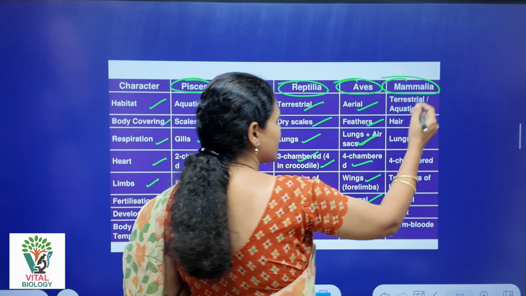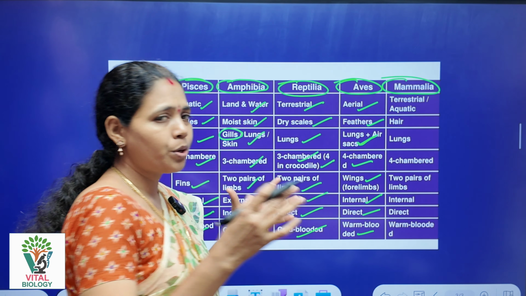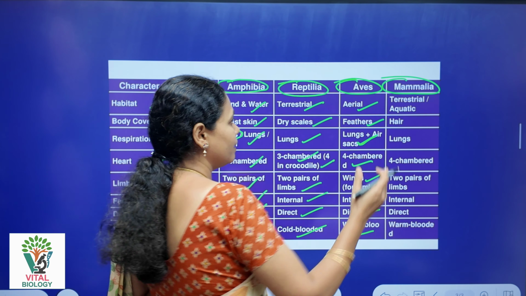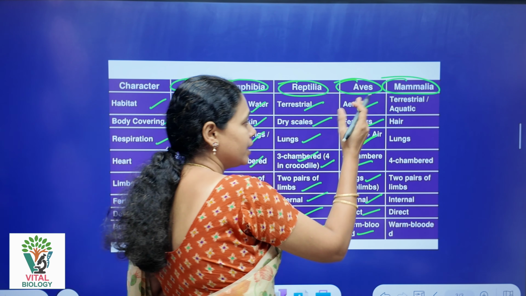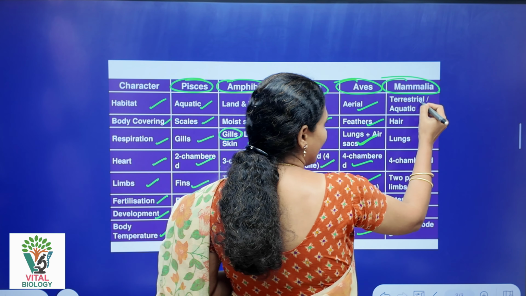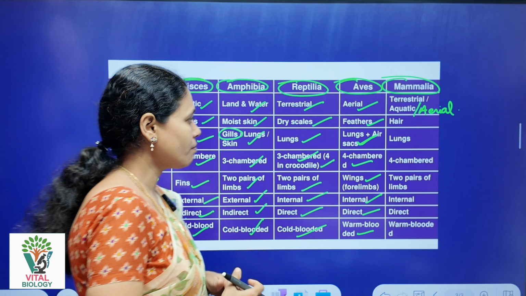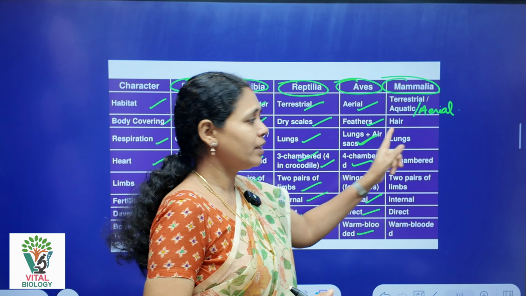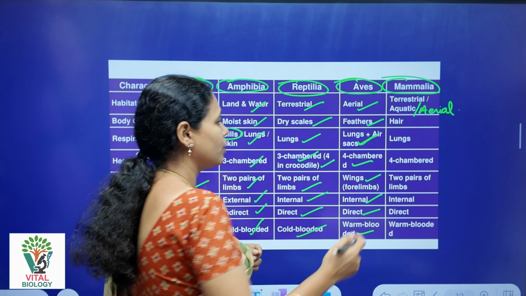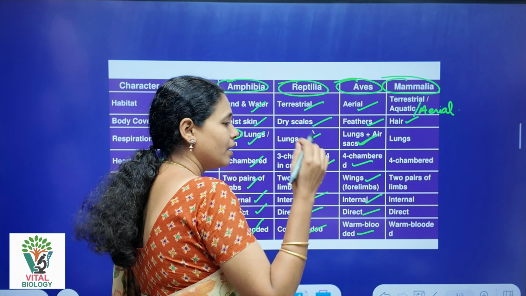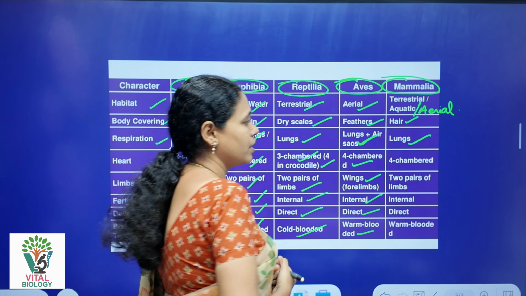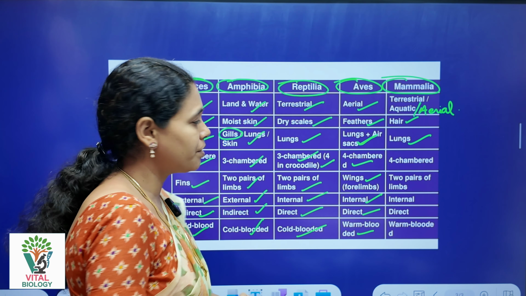And going towards the mammals, mammals occupy different habitats. They can live on land, that's why terrestrial. They can live in water, that's why aquatic, and they can even have an aerial habitat. Especially the body covering: the body is covered with hair, whereas from the respiration point of view, lungs are present, that's why pulmonary respiration.